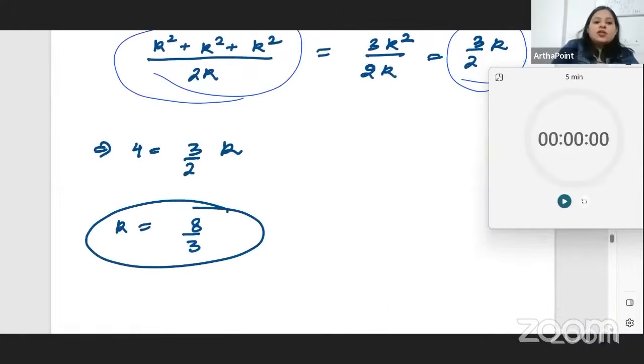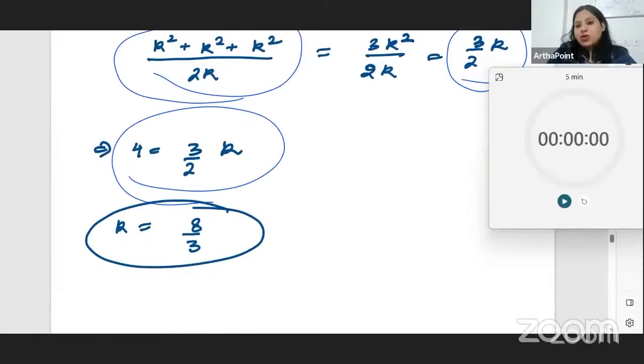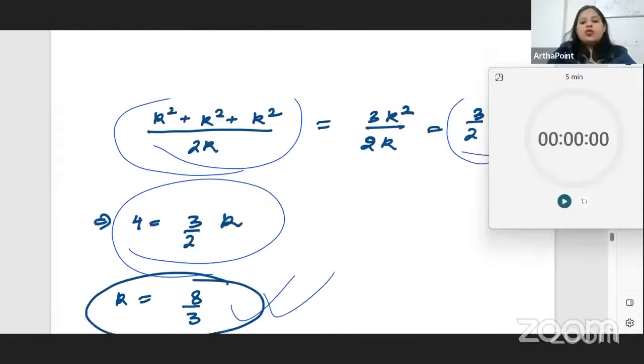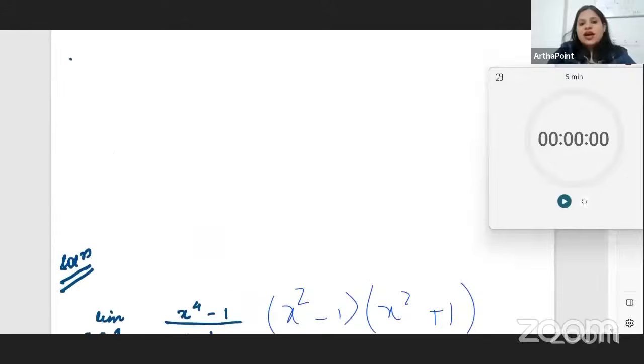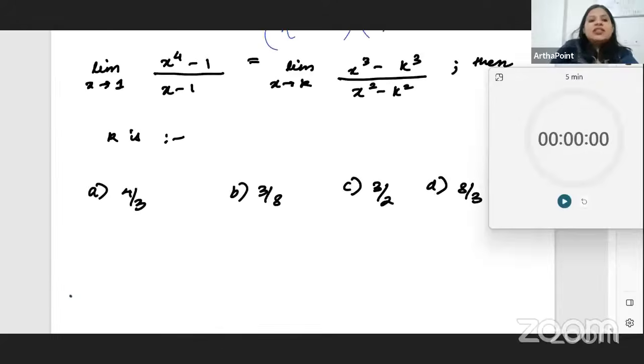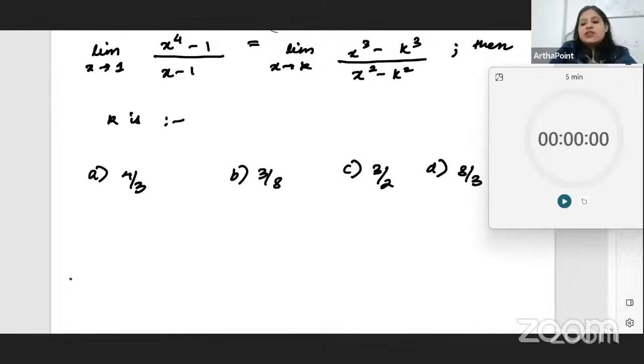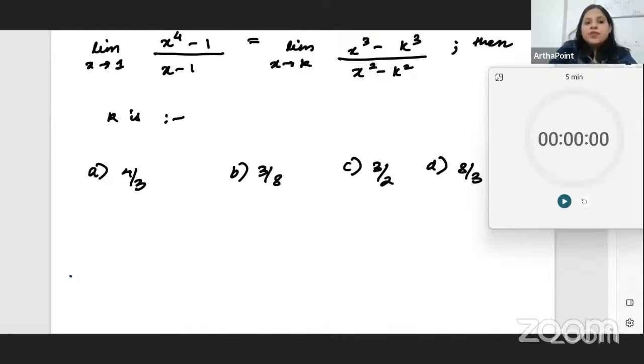Equate the two together. So when you equate this, 4 is equal to 3 by 2k. K will become 8 by 3. So you are correct for those students who mentioned that the answer should be D. That's the correct answer. It is in fact D only. D is the correct answer to this question. Okay. Now let us go ahead to the next question.